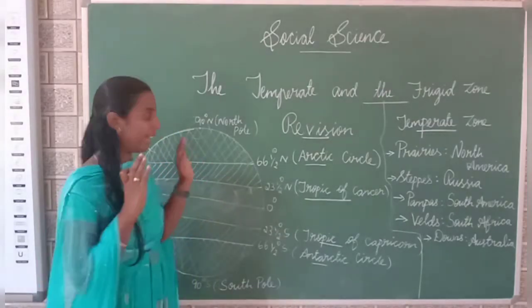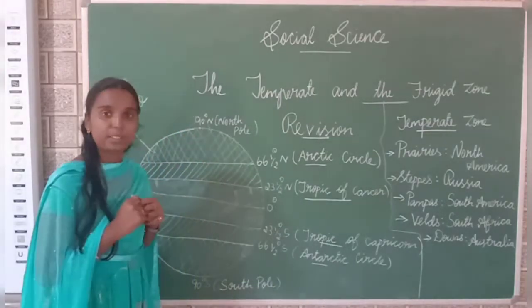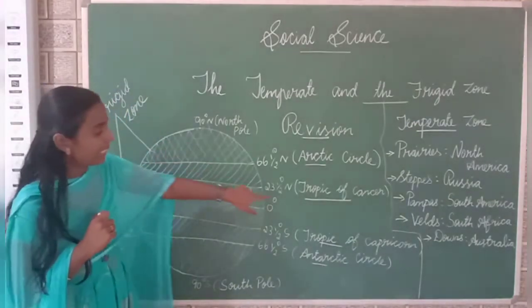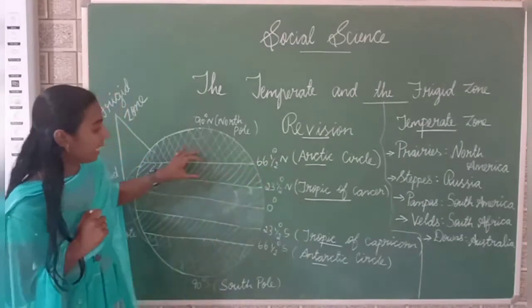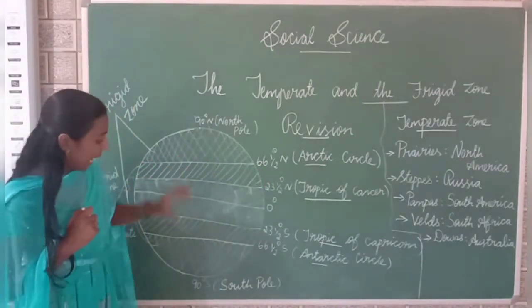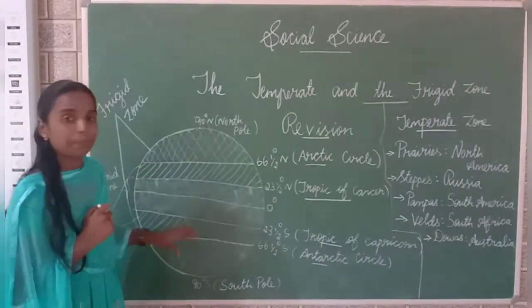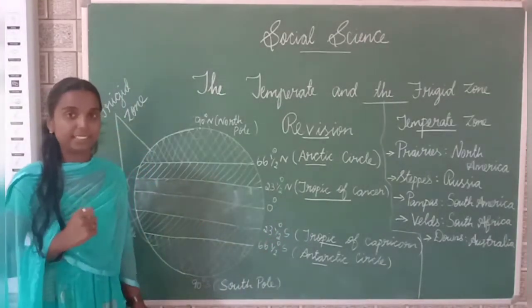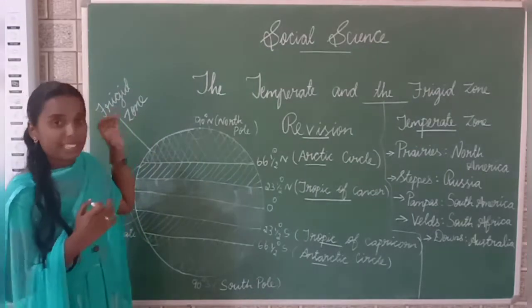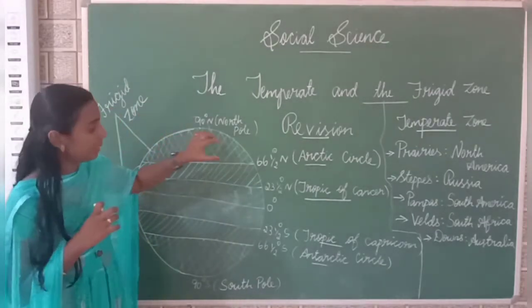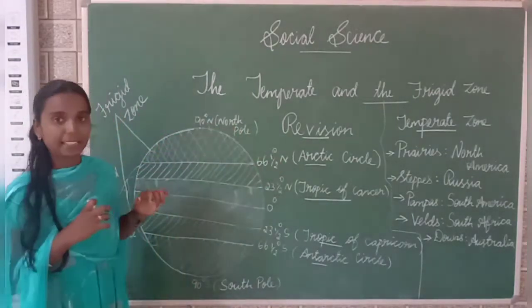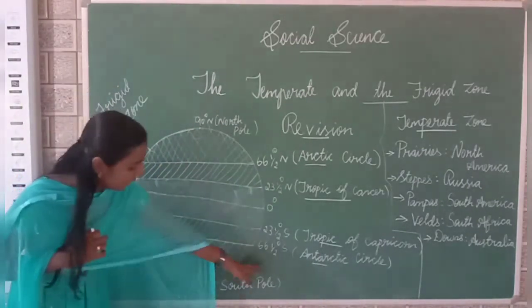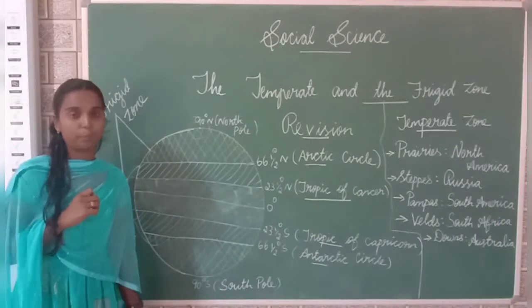So now we know where the frigid zone and the temperate zone are located, right? In the northern hemisphere, the temperate zone is located between the Tropic of Cancer and the Arctic Circle in this area, okay? And in the southern hemisphere, the temperate zone is located between the Tropic of Capricorn and the Antarctic Circle. In the same way, in the northern hemisphere, the frigid zone is located between the Arctic Circle and the North Pole, and in the southern hemisphere, the frigid zone is located between the Antarctic Circle and the South Pole, okay?